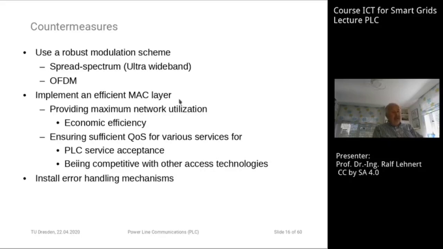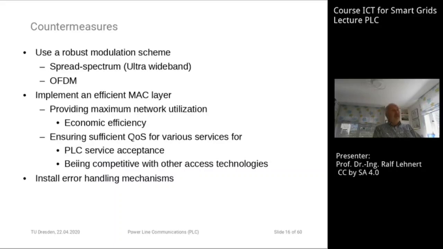These two mechanisms, you have learned how they work in the communications lecture, so I don't have time to go into this. But what is important, as I showed you, the PLC network is a bus network. That means we have to organize the medium access. The so-called medium access control layer has to be designed carefully. Of course, the goal is to provide a maximum network utilization, but also we do need efficiency for all services, fairness for all services, and giving the quality of service, different quality of service requirements for different services.